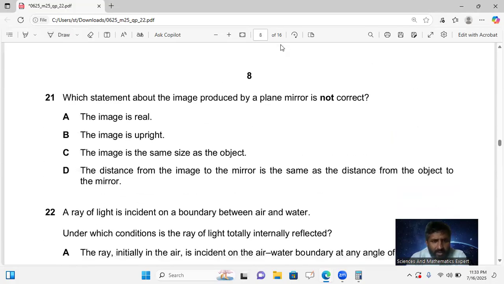Which statement about the image produced by a plane mirror is not correct? Image is real. Yeah, this is not correct. Image is upright is correct. Image is of the same size as the object, right? The distance of the image will be the same, right. He is right. So according to this option, not correct. So this is going to be A.